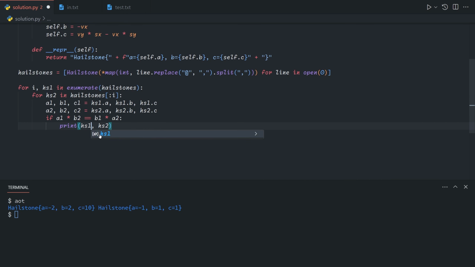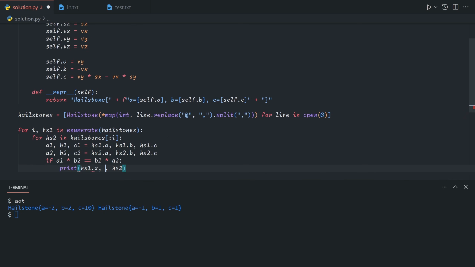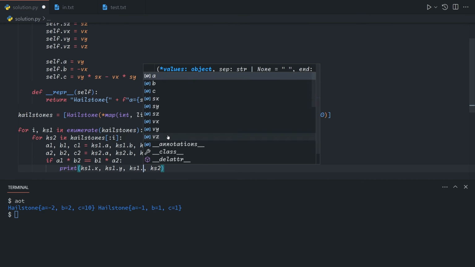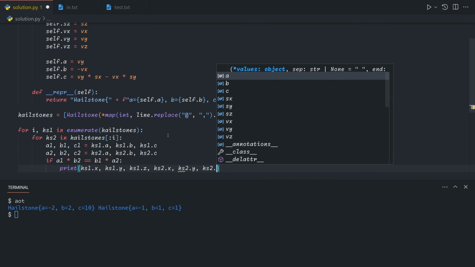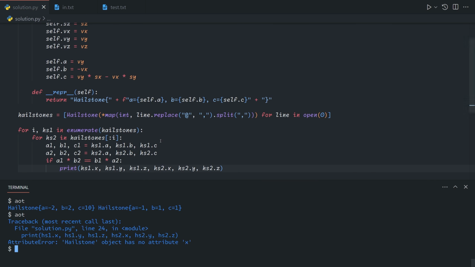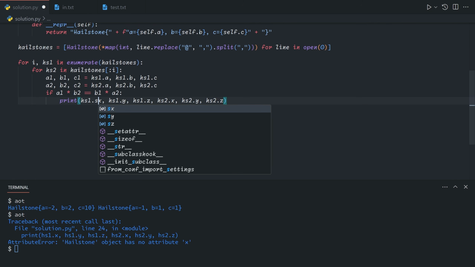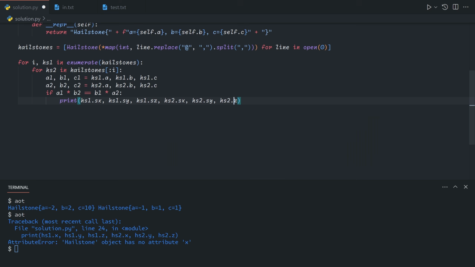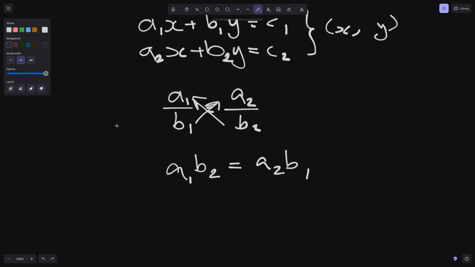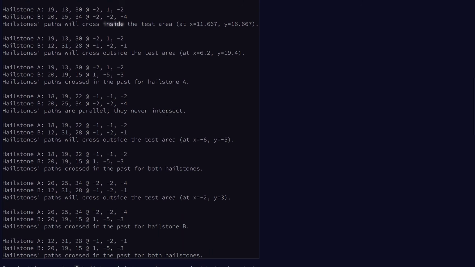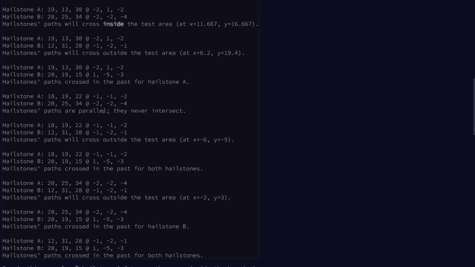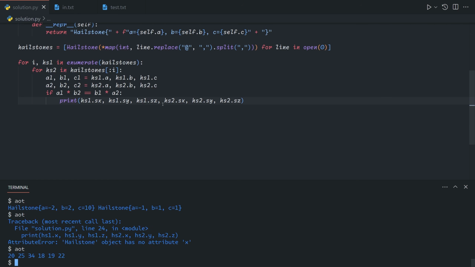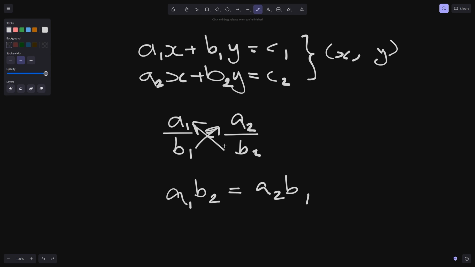So if we print hs1.x, y, and z, and the same for hs2, we get that these are the points. So if we go here, we can check that there is only one set of lines that are parallel, and it is indeed this pair of points that we observe is parallel. So if they're parallel, then we just skip this step. Otherwise, we'll move on to finding an intersection.